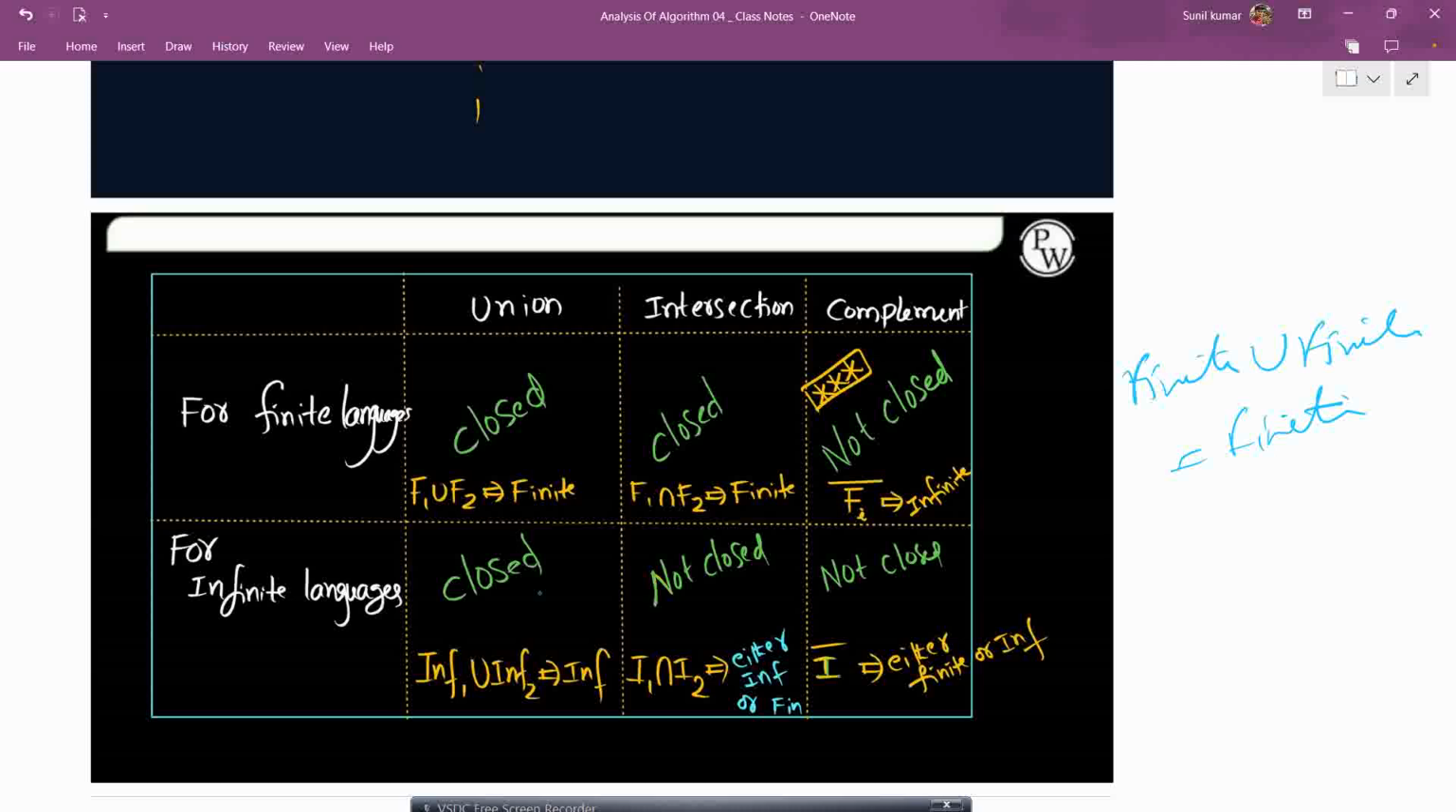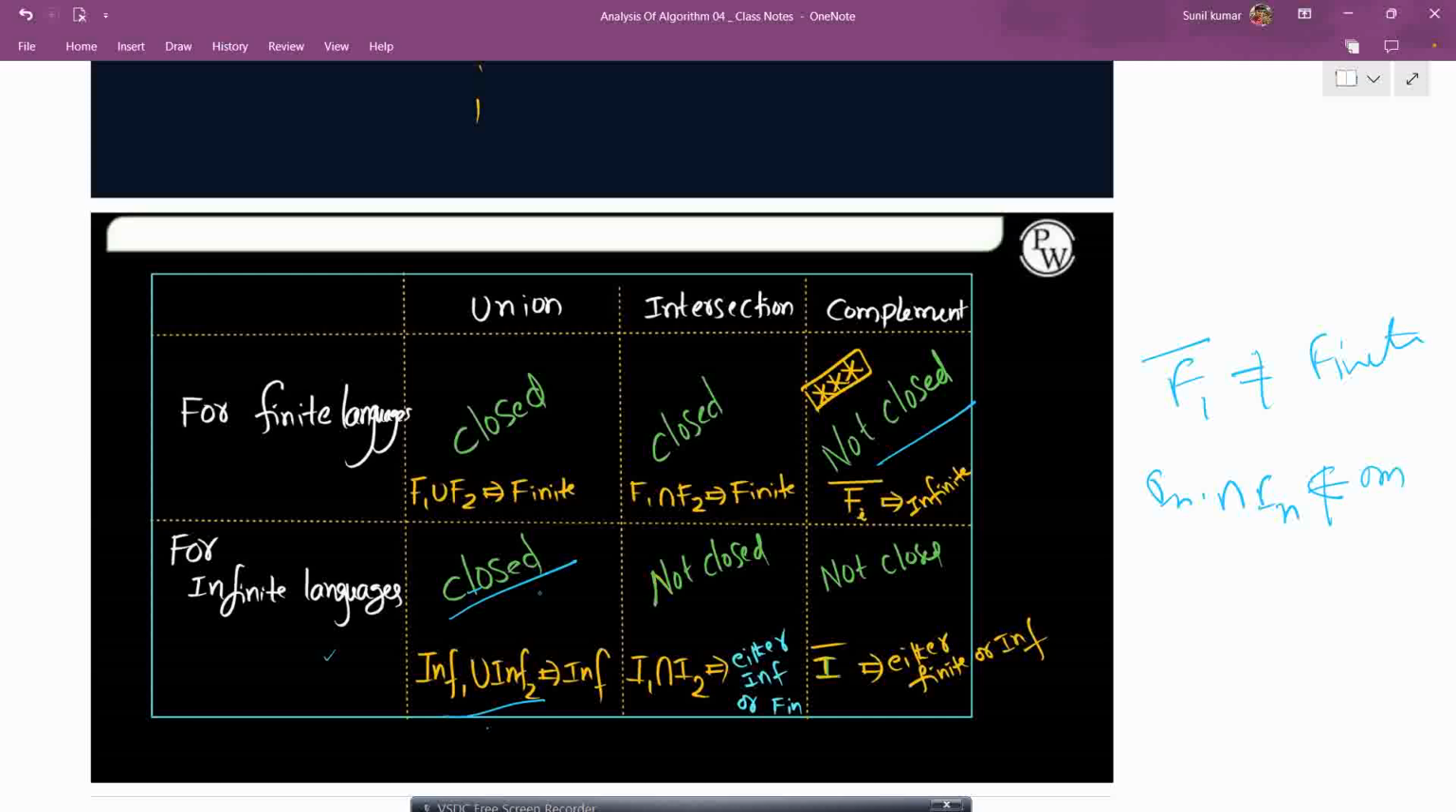These are very important topics which will come in exams, right? Intersection is also closed, but complement is not closed for finite languages. For infinite languages, infinite union infinite is always infinite, but infinite intersection infinite will not always be infinite. It can be infinite or finite. The complement is also not closed for infinite languages.